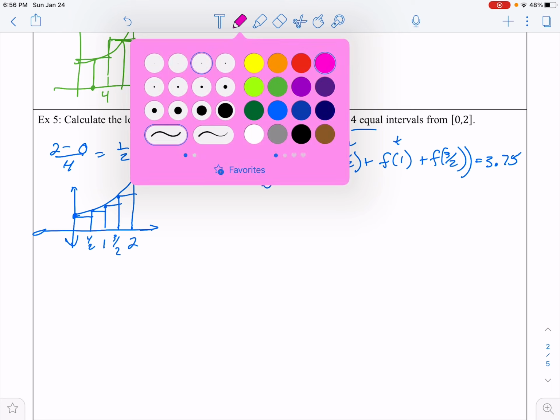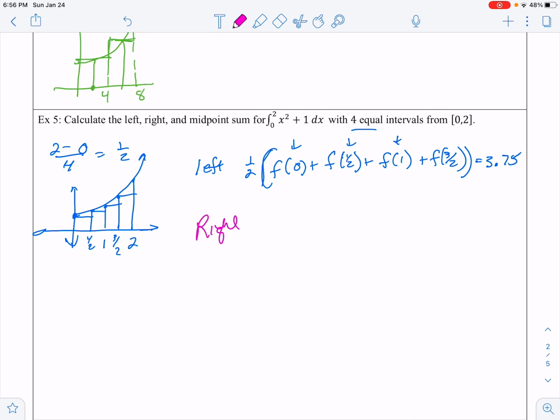Okay, if I switch and do right, I'm here. And this time I don't use 0, but I use 2 instead. But the width of my partitions is still a half. So I have f of 1/2 plus f of 1 plus f of 3/2 plus f of 2. When you get done doing the math, you get 5.75. I'm going to let you figure them out. But you'll notice this one we started at 0 and left out 2. This one we started at a half and you included 2.